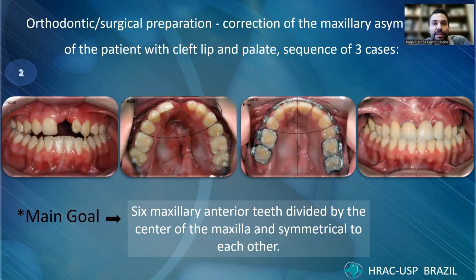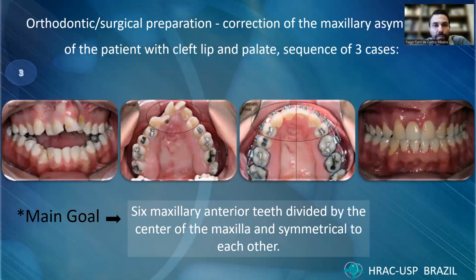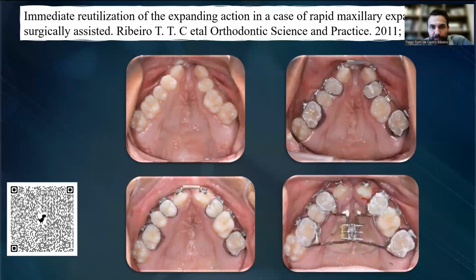The goal is always to finish the orthodontic surgical preparation with the 6 maxillary anterior teeth divided by the center of the maxilla and symmetrical to each other. It sounds obvious, but it's difficult to obtain symmetry in UCLP patients, as extractions of the anterior teeth are often required.